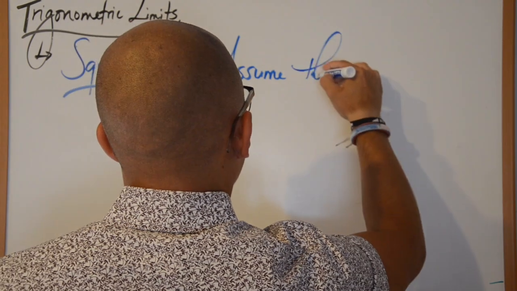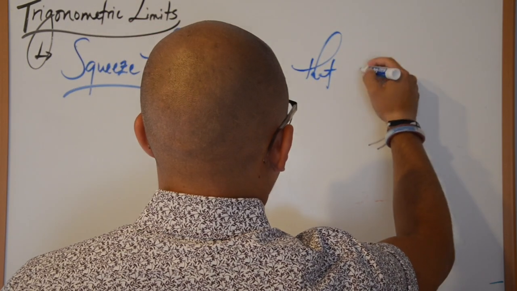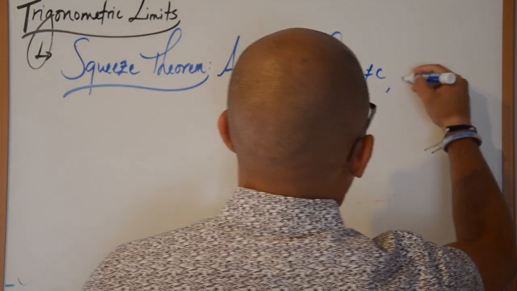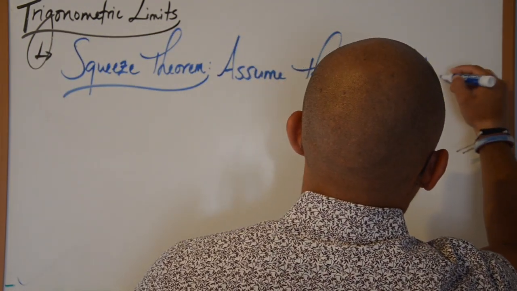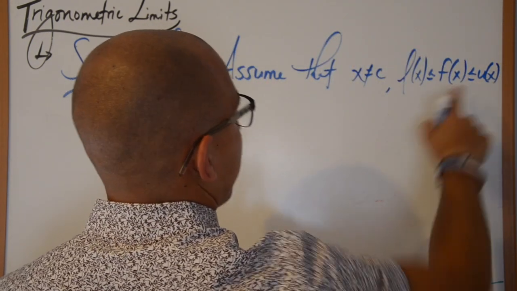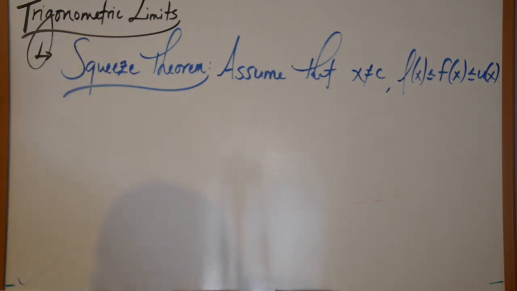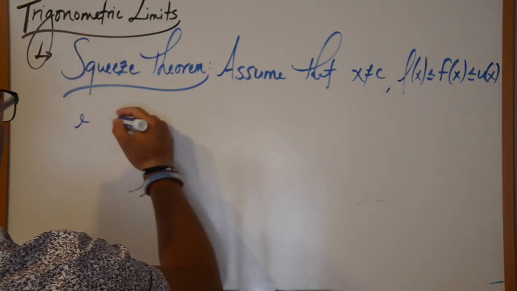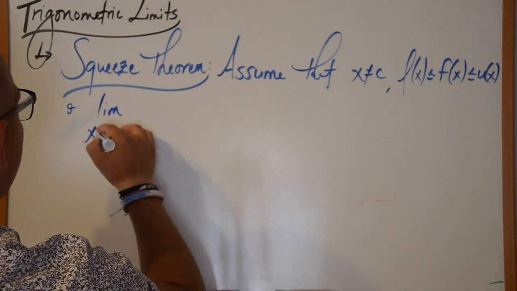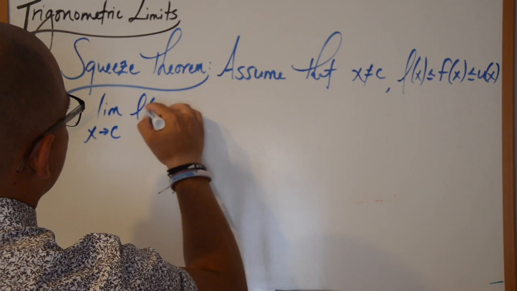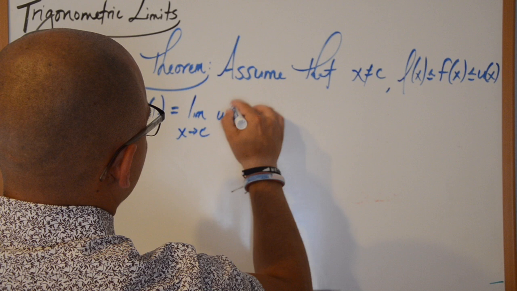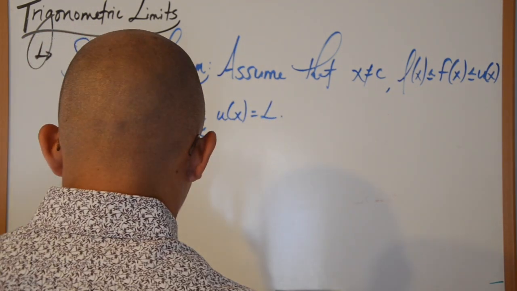Assume that x does not equal c, and we have two functions, L of x and u of x, two functions that contain our original function. Furthermore, the limit as x approaches c of L of x is equal to the limit as x approaches c of u of x, which equals L.